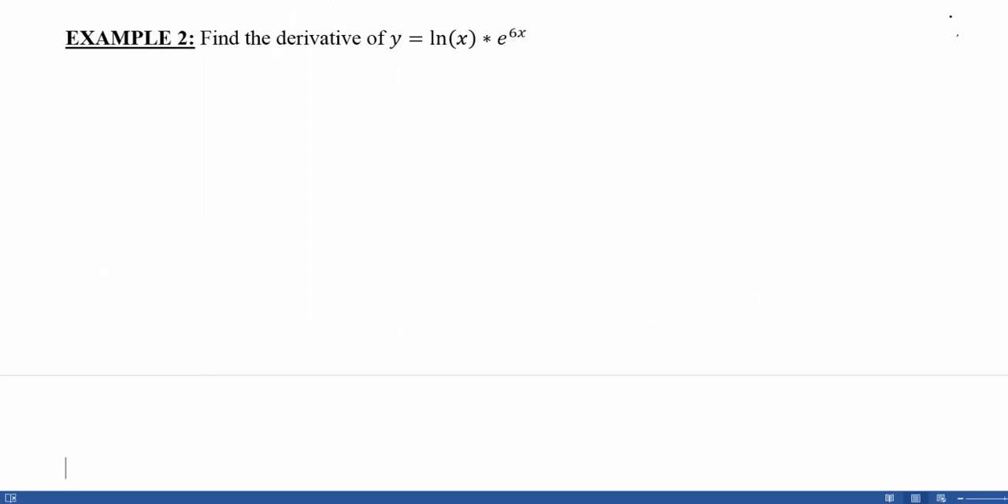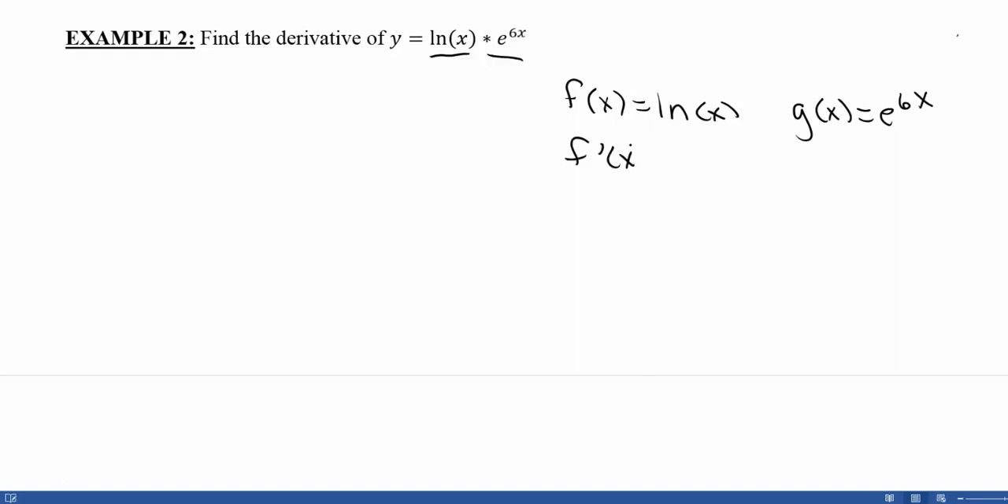Example 2. Find the derivative of y equals ln x times e to the 6x. So again, I see that I have two functions multiplied together, and that tells me that I should be using the product rule. So I'm going to call the first function f of x, which is my natural log of x, and my second function g of x, which is e to the 6x. Now when I find f prime of x, I can just take the derivative of the natural log, which is 1 over x. But in order to find g prime of x, I need to use a chain rule.